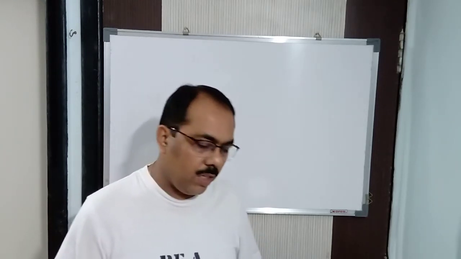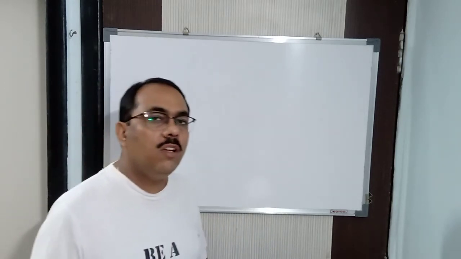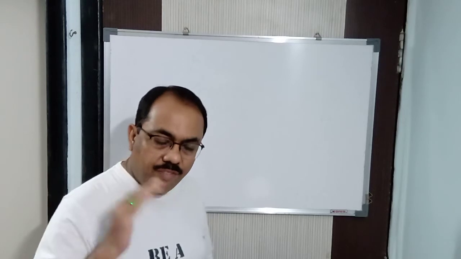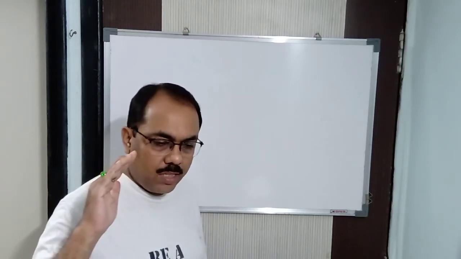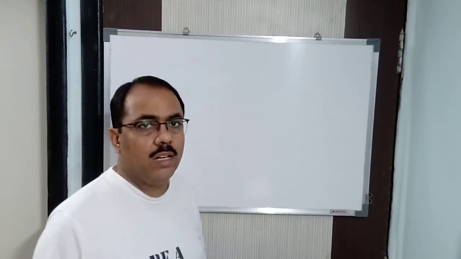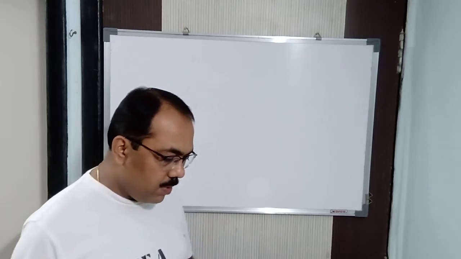tries to attain the minimum energy. That is, the energy should always be in the lowest position. Alright, every system tries to attain the lowest energy, the lower energy, we can say that. And how is it possible?